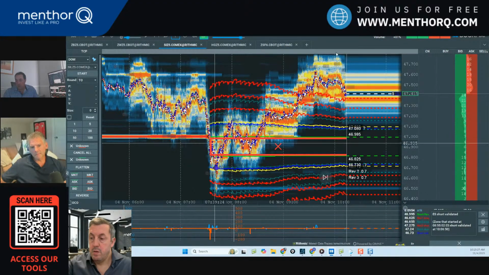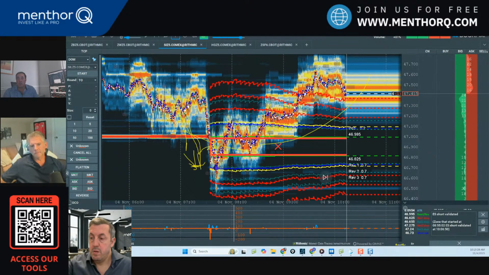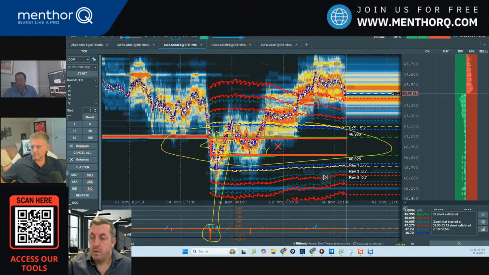Or it held and then moved out of here. But it's just a good example of the dumb money puking out. It's not really initiative buying or selling most times. You can see right there, and it just drew it. This is my zone drawer tool that I have on the Bookmap Marketplace that draws these events on the heat map, and then it held and ripped.